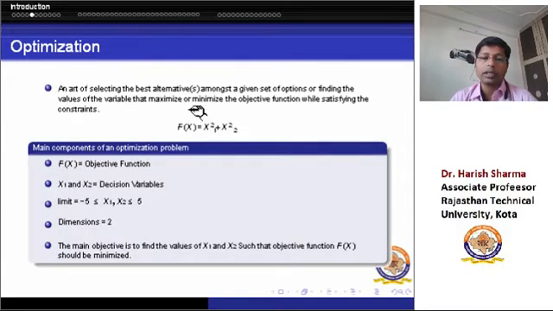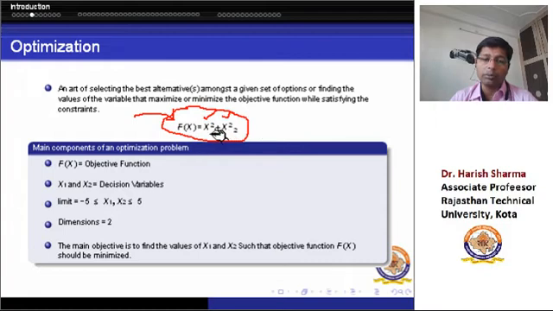This is a simple example of an optimization problem, for better understanding of how we apply these nature-inspired algorithms. Here, x1 squared plus x2 squared equals f(x). Let us consider it as a minimization problem. So our objective is to minimize this f(x). We have to find the values of x1 and x2 such that the value of f(x) is minimum.